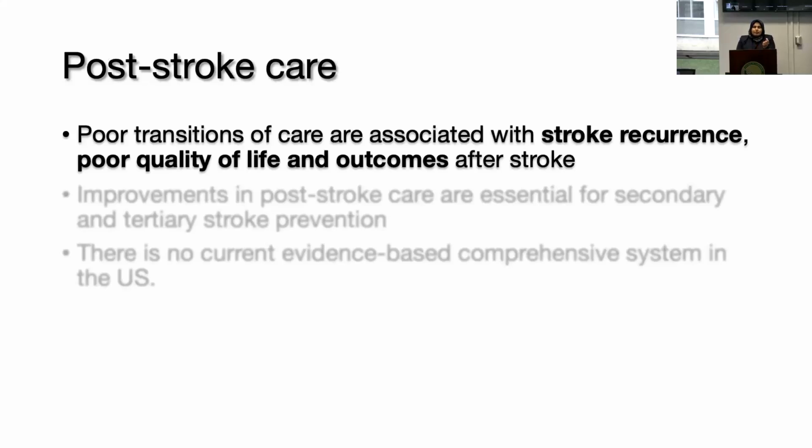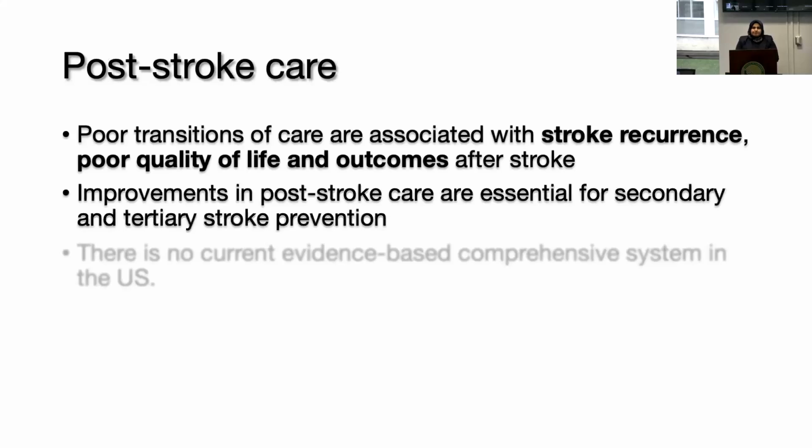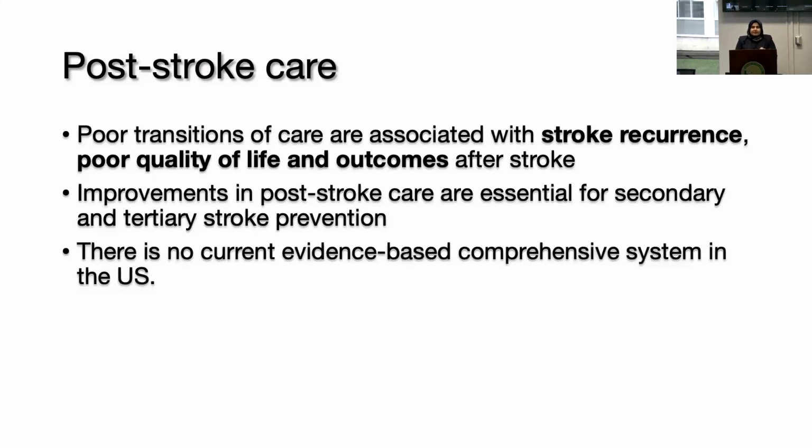We have to think about, do they have a risk of having another stroke, which will then increase their unmet needs? Do they have poor quality of life? What do those outcomes look like long term? We know that this is important for secondary and tertiary stroke prevention. We also know that there is no current evidence-based comprehensive system in the US that is tailored well enough to provide the supports that these individuals need.